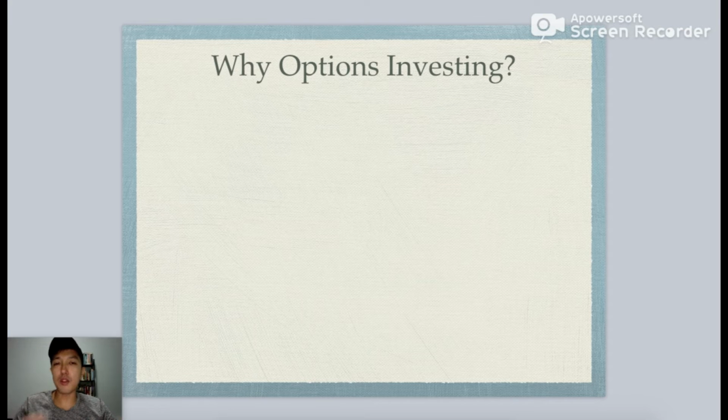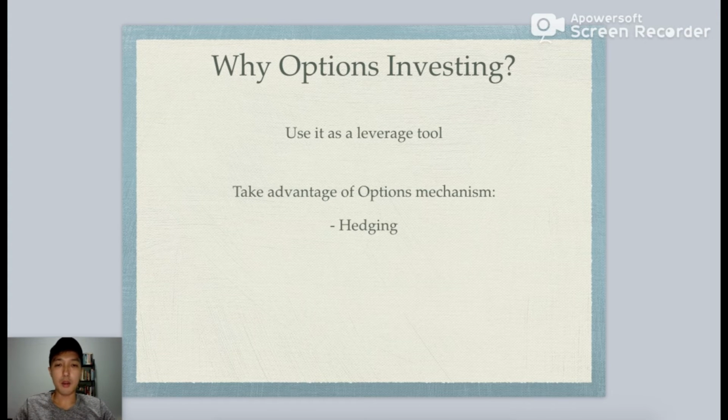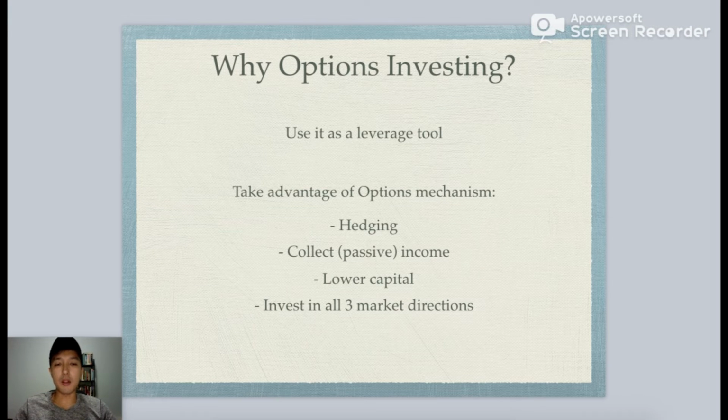So why do people want to invest using options instead of just buying and selling stocks and shares? Many people use options as a leverage tool. They want to find ways to leverage this tool to make more or protect themselves from the market. The key idea is to take advantage of the option mechanism. One way is to hedge your portfolio. Other people use it to collect passive income every month, every quarter, or every year. Certain strategies allow you to lower your capital, putting in a smaller amount of money to mimic a certain potential gain. Last but not least, options allow you to invest in all three directions of the market, whether it goes up, down, or sideways. There are always different option strategies that allow you to profit.